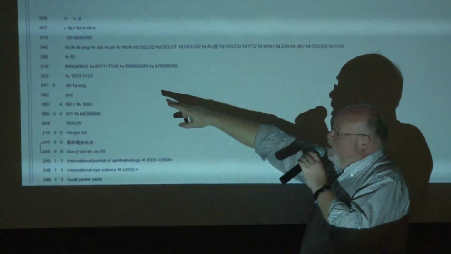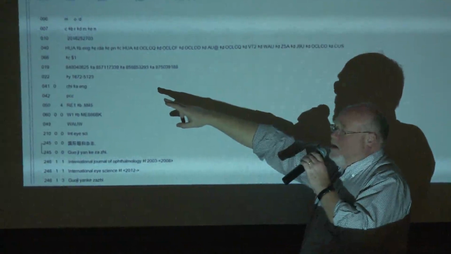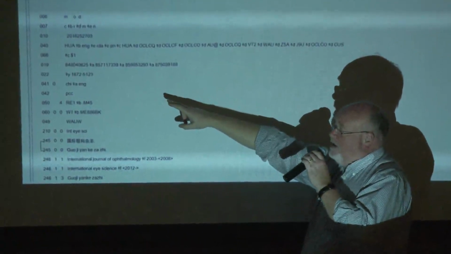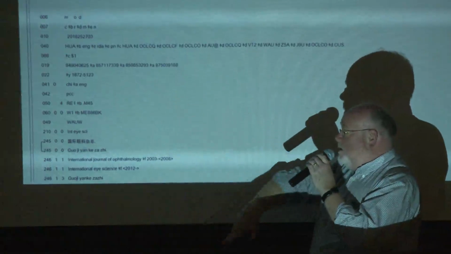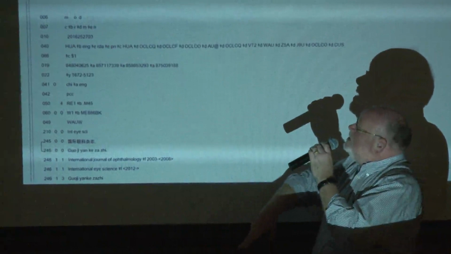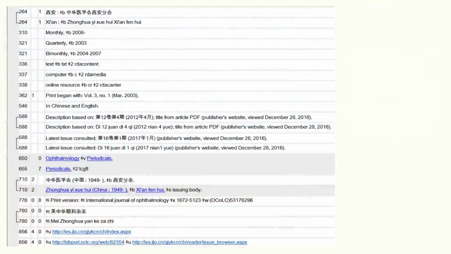This one is a journal. It has a subfield Y in the 022, so apparently that's likely for the print version ISSN. Let me see what else is in here. I think that's pretty much what's provider-neutral. Let me go to the next page.